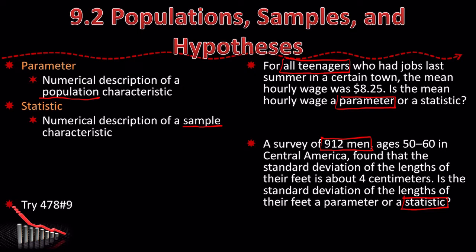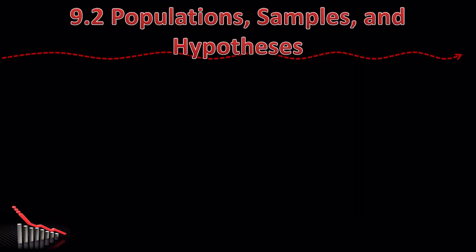Why don't you try number 9? Pause it while you do it. When you're done, your answer should be a statistic. So why would we worry about samples and statistics instead of just doing the whole population? Well, because the whole population may be very large.